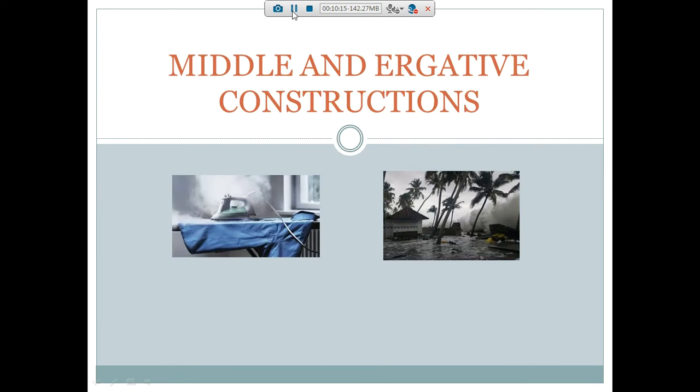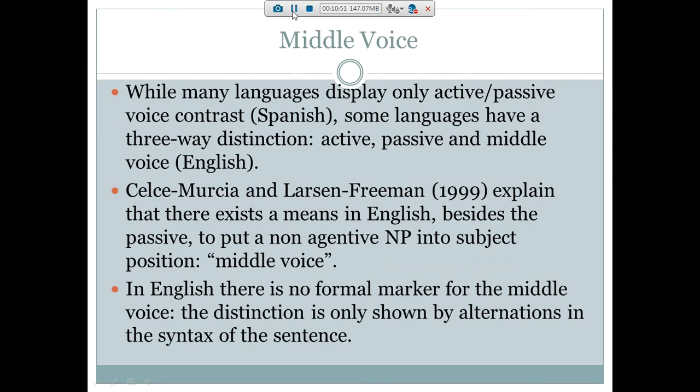Okay. After having made this brief introduction and reminded you of these different subclassifications, mainly of intransitive verbs, we are going to go into middle and ergative constructions. Pay attention to the fact that now we are going to be dealing with constructions, not with verbs. I'm not speaking about middle voice or middle verbs or ergative verbs, but middle constructions and ergative constructions.